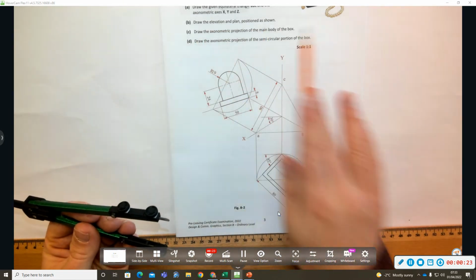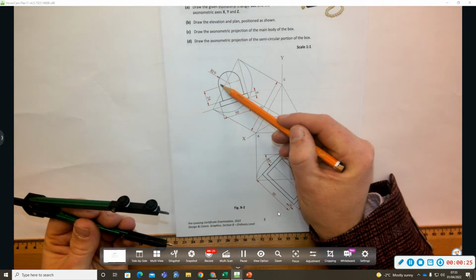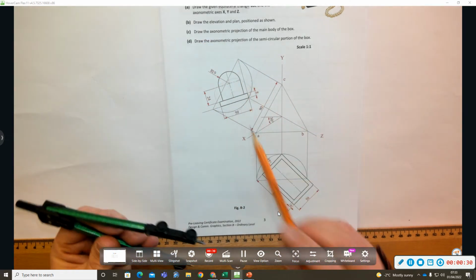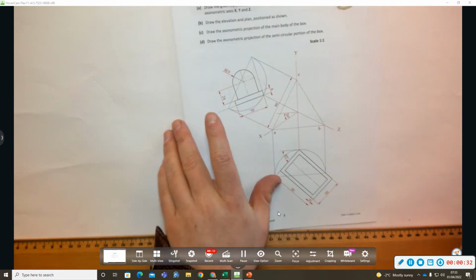Part C, draw the main body. Okay, so this section here. And then part D, draw the semicircular portion of it.